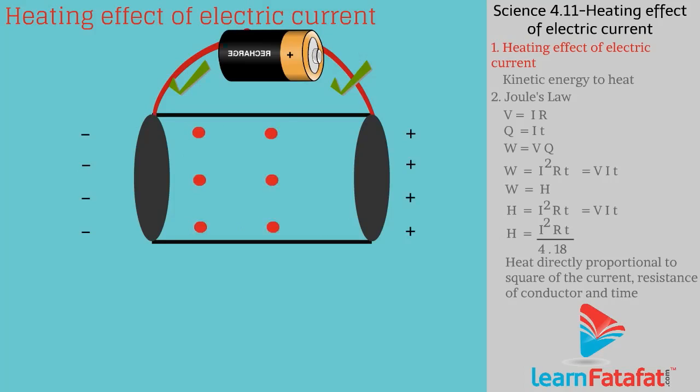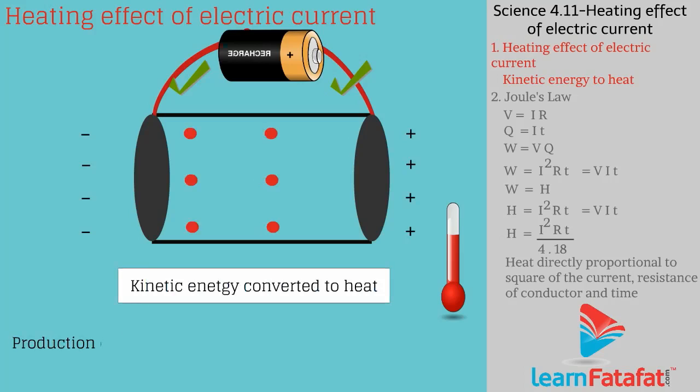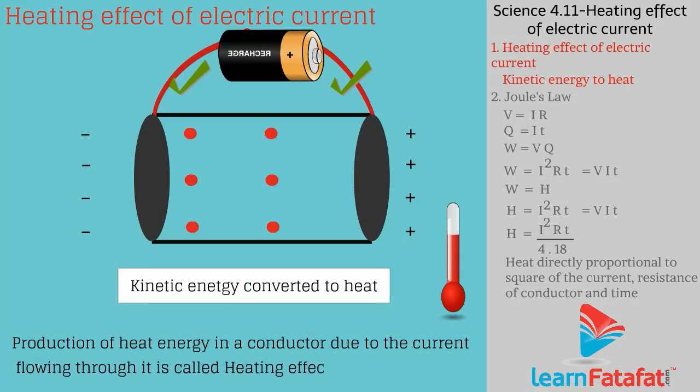During their journey, electrons collide with other electrons, atoms or ions present in the conductor. At each collision, a part of the kinetic energy, that is, the energy of a moving electron, gets converted to heat, due to which the temperature of the conductor increases slowly. This phenomenon of production of heat energy in a conductor due to the current flowing through it is called the heating effect of electric current.